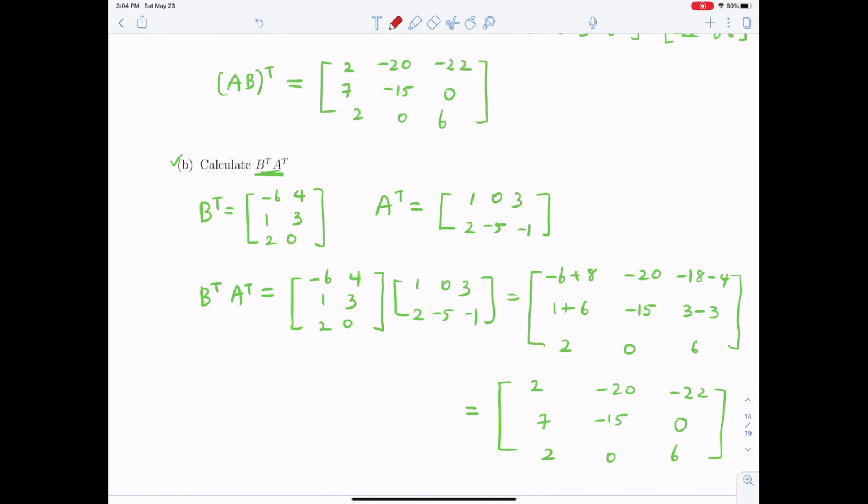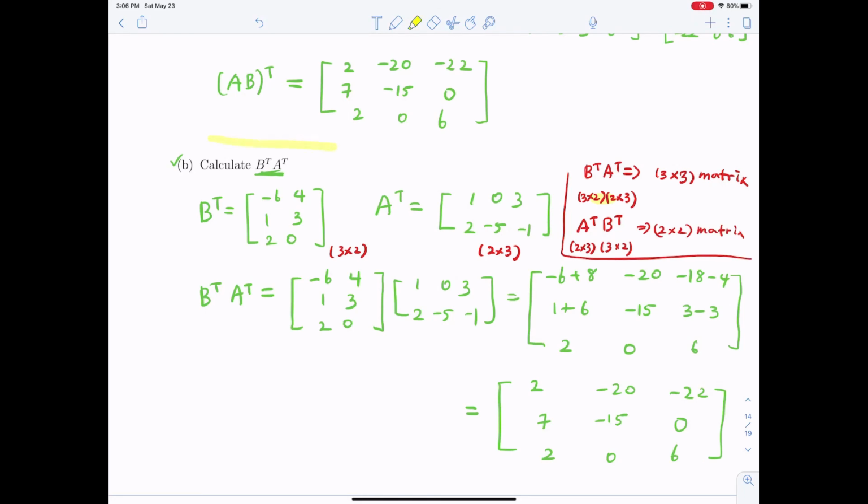So here, the point is, note that B transpose is a 3 by 2 matrix, and A transpose is a 2 by 3 matrix. So if you calculate B transpose times A transpose, cancelling the intermediate numbers, the result should be a 3 by 3 matrix. However, if you calculate A transpose times B transpose, then this is a 2 by 3 matrix times a 3 by 2 matrix, and you're going to get a 2 by 2 matrix as an answer. So because AB transpose is a 3 by 3 matrix, the second one never equals A transpose times B transpose.